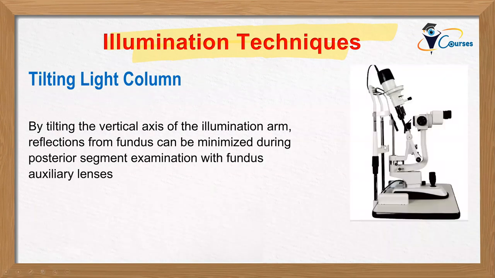The tilting light column that I told you about, what is its value? The tilting column here is to avoid reflection from the fundus. When you are examining the fundus using an auxiliary lens, sometimes you are annoyed by the reflections of the light coming from the fundus. So how can you avoid it? You can just tilt the auxiliary lens a little bit, or you can tilt the illumination arm, the tilting light column. You can do this little tilt to avoid these reflections.